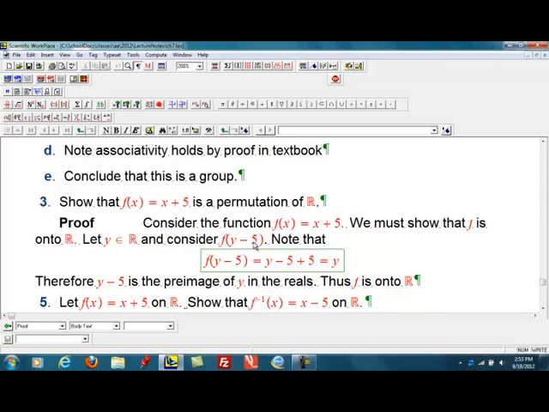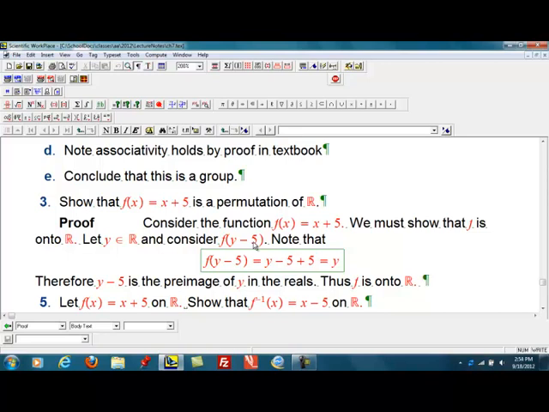Your one in part D is very similar to that function. It's x plus some constant m. Well, I just gave m a number here. In our case, it was 5. You don't get to choose what it is, but instead of y minus 5, you're going to use y minus m. That make sense? Okay, so that shows that it's onto.